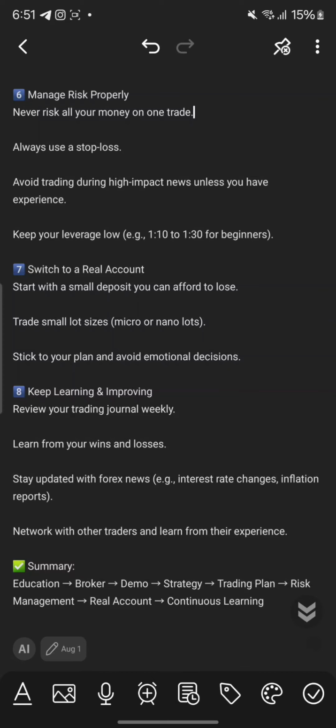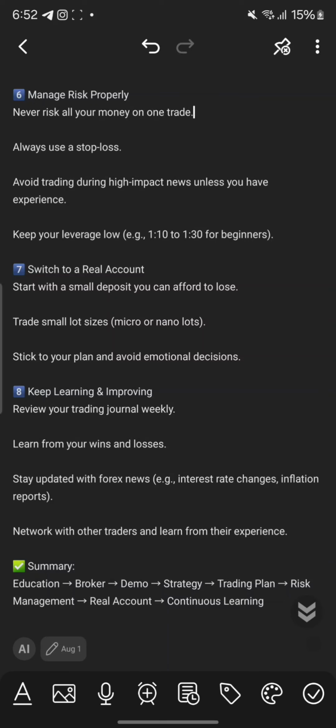Then trade small lot size. Don't just jump into using standard lots, wanting to be the big guys. No, just do it carefully. Stick to your plan and avoid emotional decisions. This is where your greed and your fear won't have control over you. Now, this topic, stick to your plans and avoid emotional decisions, is a very crucial one. So I'm not going to be talking about it here. It has to do with your trading psychology.